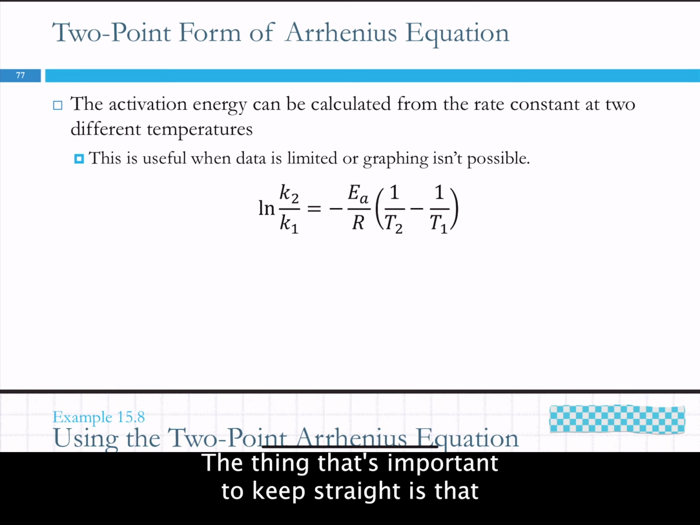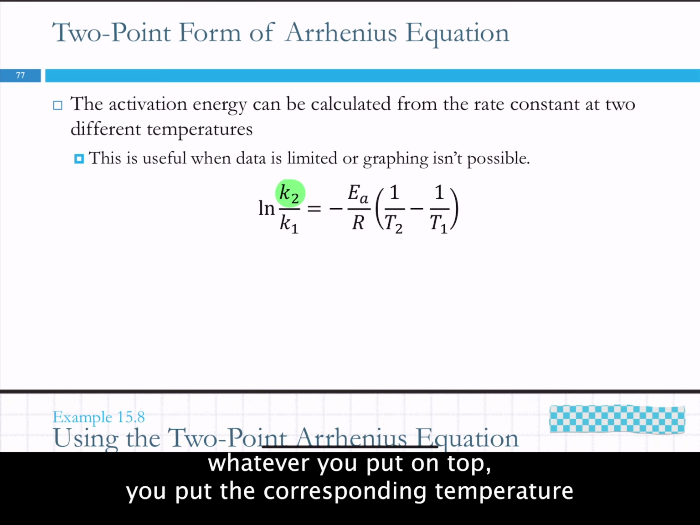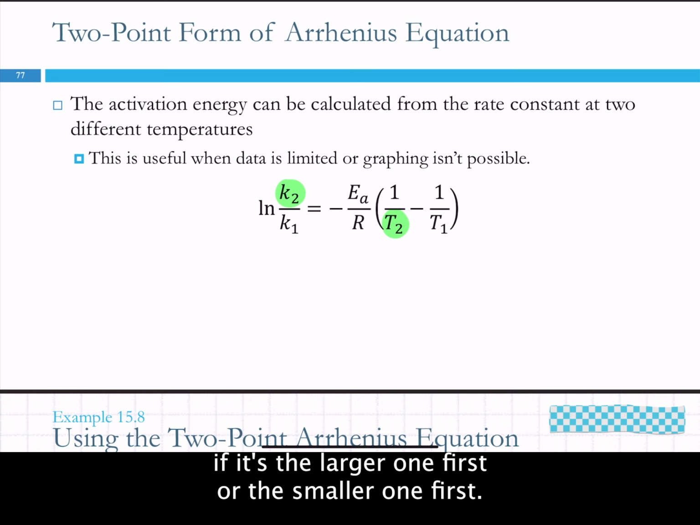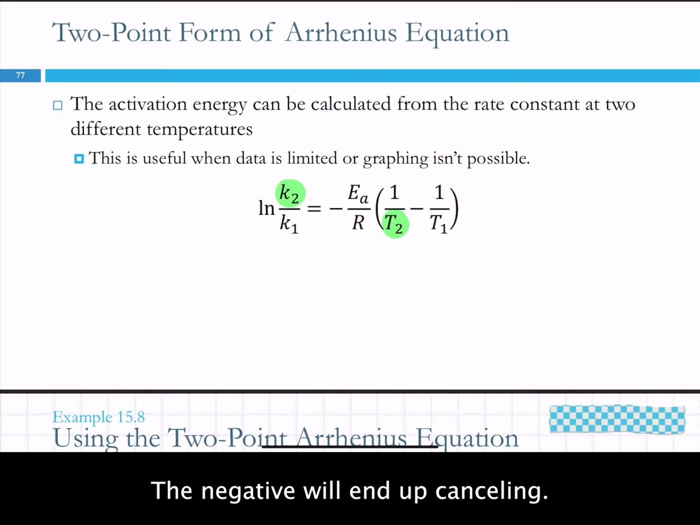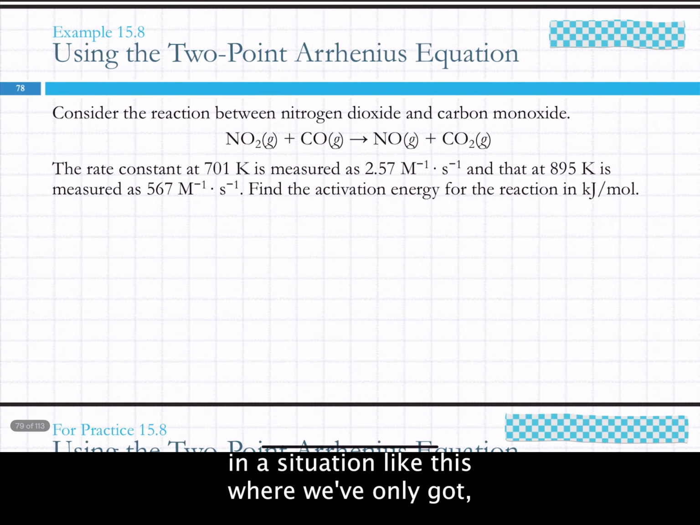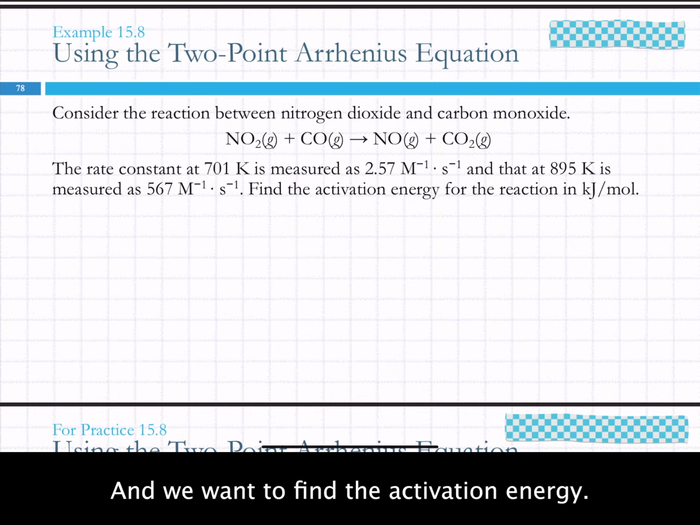The thing that's important to keep straight is that whatever you put on top, you put the corresponding temperature first in the 1 over T2 minus 1 over T1. It doesn't matter if it's the larger one first or the smaller one first. The negative will end up canceling. So we would use this in a situation like this where we've only got rate constants at two different temperatures and we want to find the activation energy.